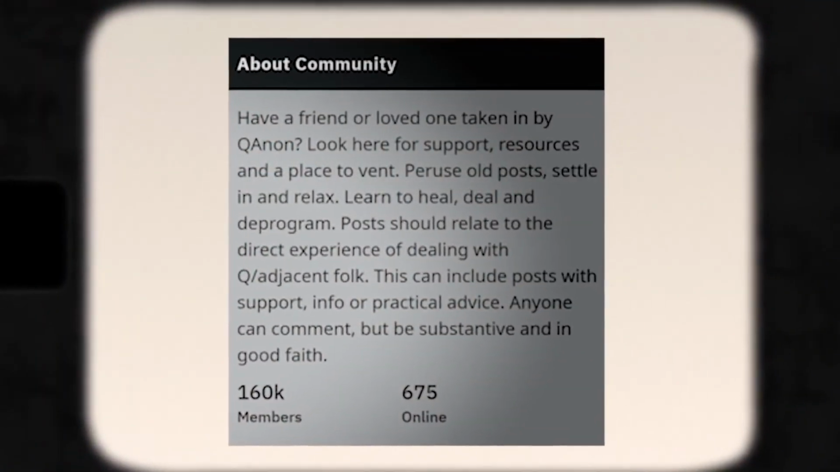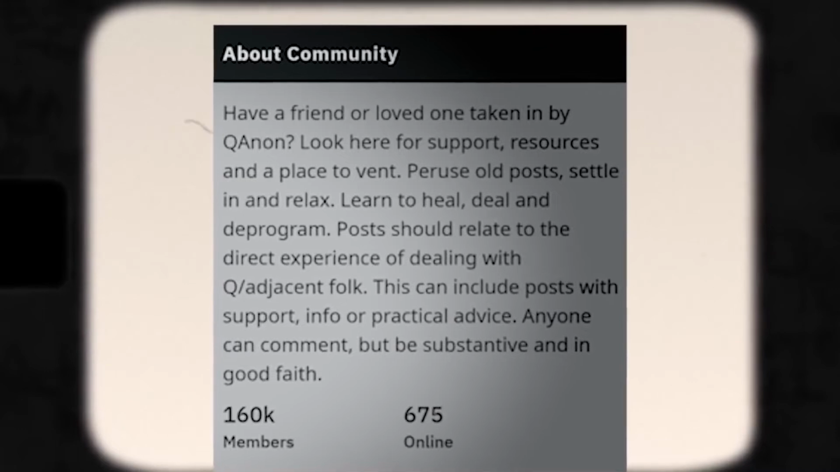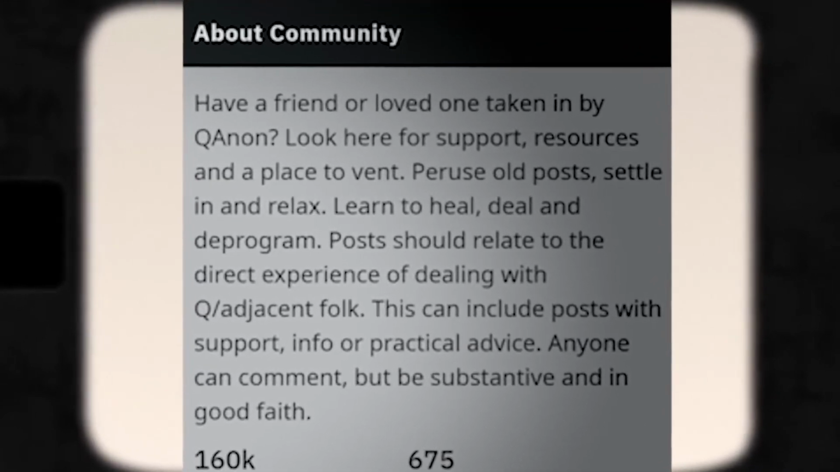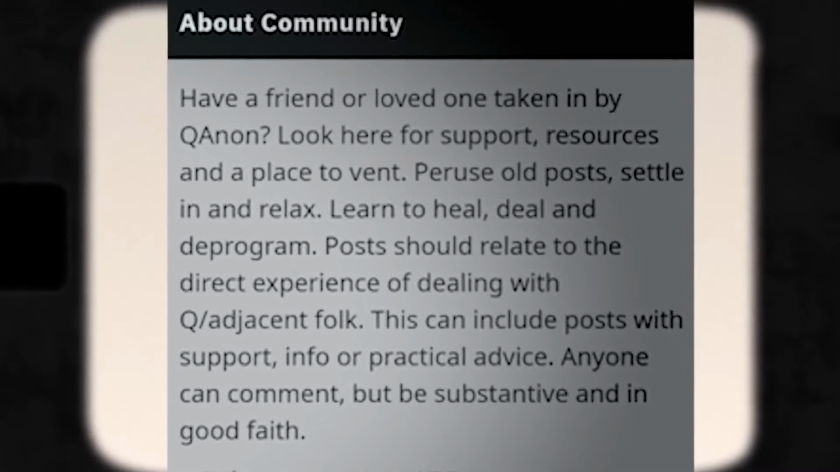A Reddit forum called r/QAnon Casualties was created for this very reason. The community description reads, "Have a friend or loved one taken in by QAnon? Look here for support, resources, and a place to vent. Learn to heal, deal, and deprogram." Some of the top all-time posts on r/QAnon Casualties detail heartbreaking stories.